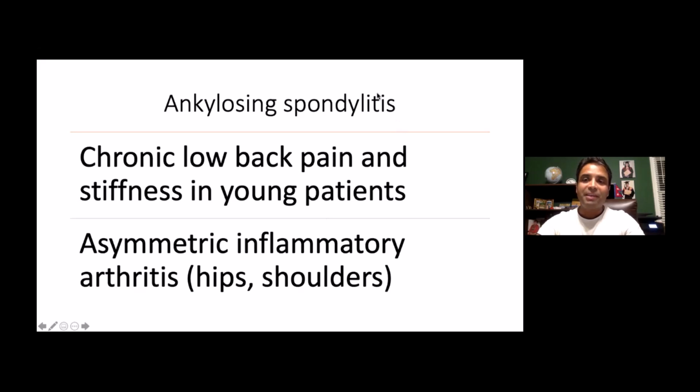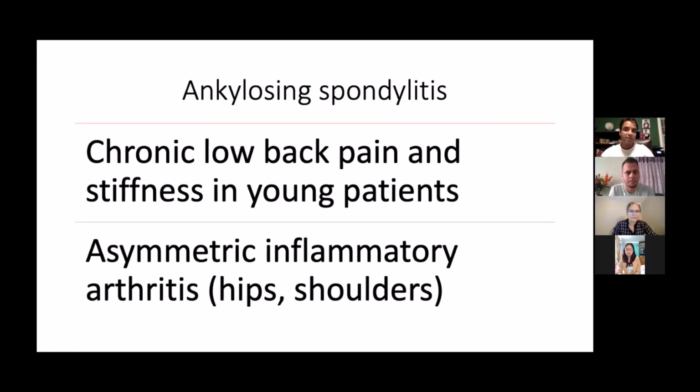Now, the other variety of inflammatory arthritis is called ankylosing spondylitis. Typically, these are young patients who present with chronic low back pain and significant morning stiffness. If they have a peripheral arthritis involvement, typically they have an asymmetric form of arthritis. Common joints involved include hip and shoulders, compared to RA, which has more small joints. Ank spon usually affects the bigger joints, and typically lower extremity joints are affected.